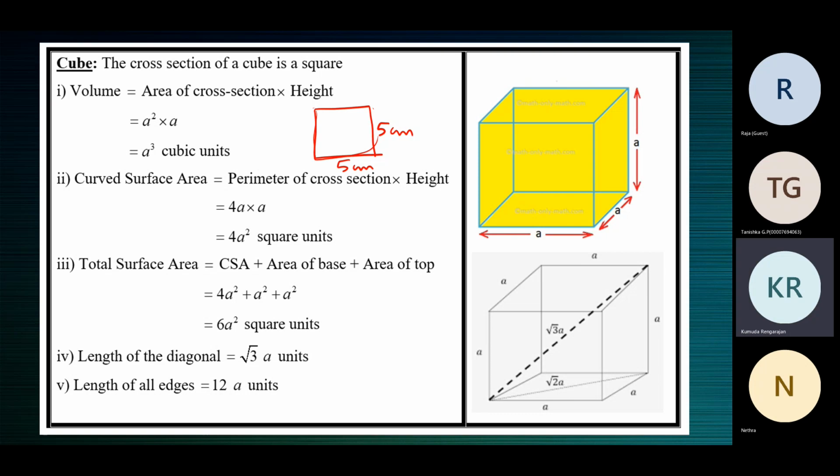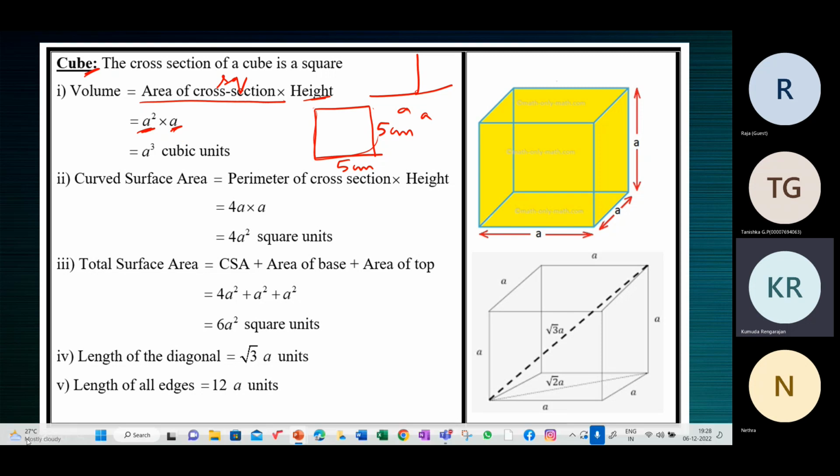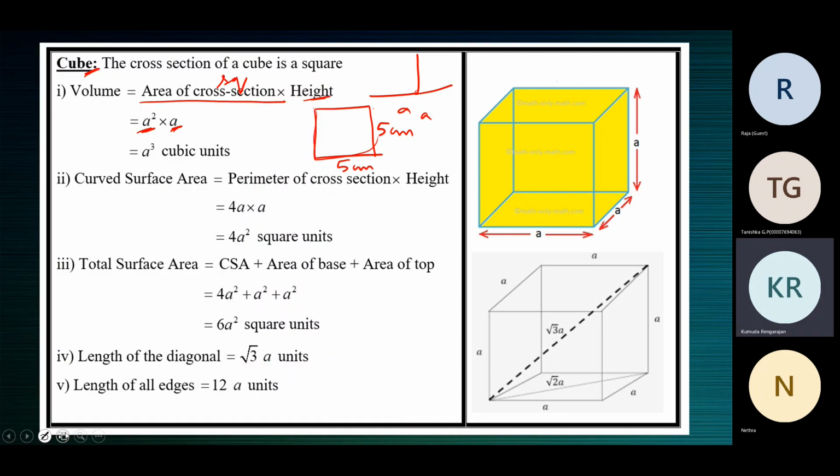Now, how do we understand volume? Volume is the area of the cross section into height of the solid. When we talk about a cube, the cross section is a square. We stack it to the same height, so whatever is the length and the breadth of the square, that will be the height of the cube. Say the side is a. So height is a. So a squared into a is a cubed cubic units.